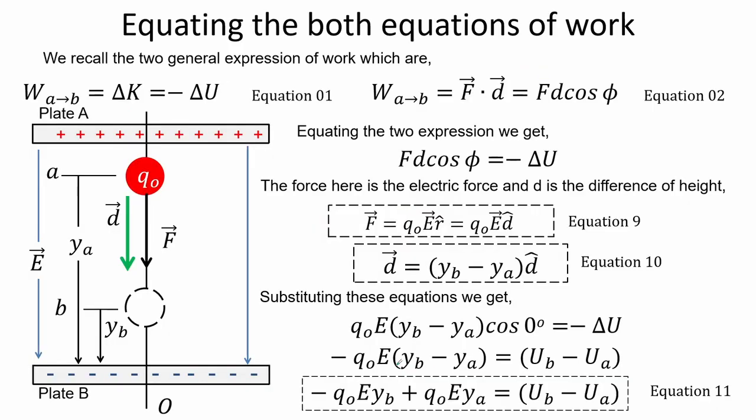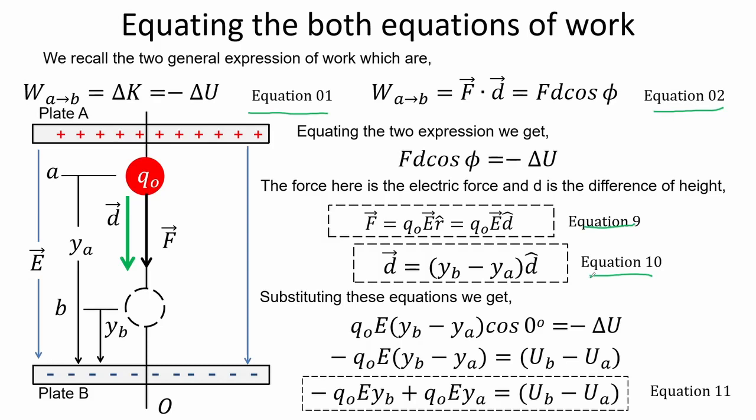So here we equate both equations for work and examine if it is consistent. The expressions for work are given as the change in kinetic energy or the negative of the change in potential energy. The other one is the work of force and displacement. The force here is the electric force, which is a function of the electric field and the test charge, going in the direction d hat. And the displacement vector, which is the difference of the heights y, going in the direction d hat.